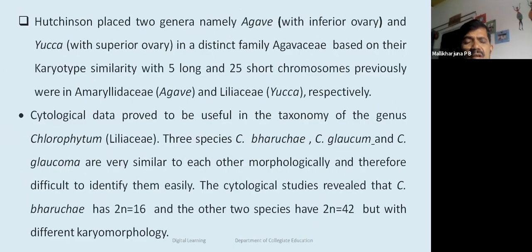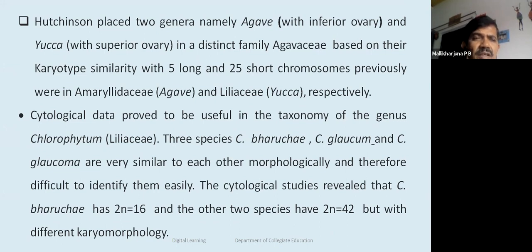This information, that is the number, size, chromatin distribution, heterochromatin and euchromatin distribution, the type of chromosomes, the nature of the chromosomes, and the length of the chromosomes, is used as a tool to solve taxonomical problems.